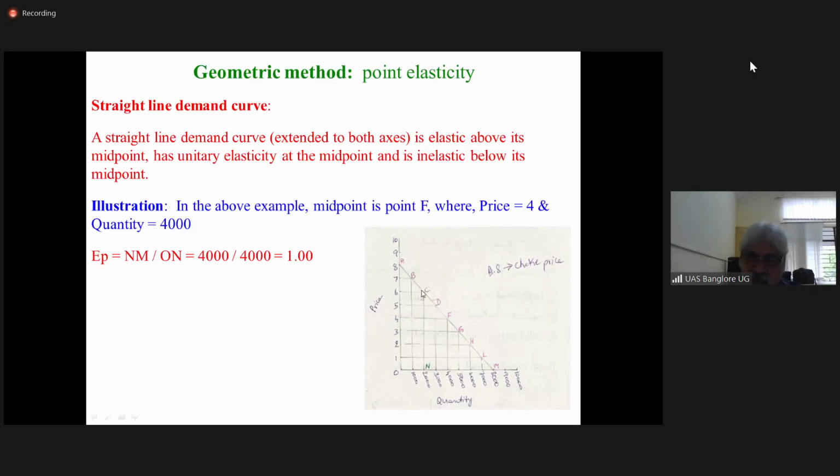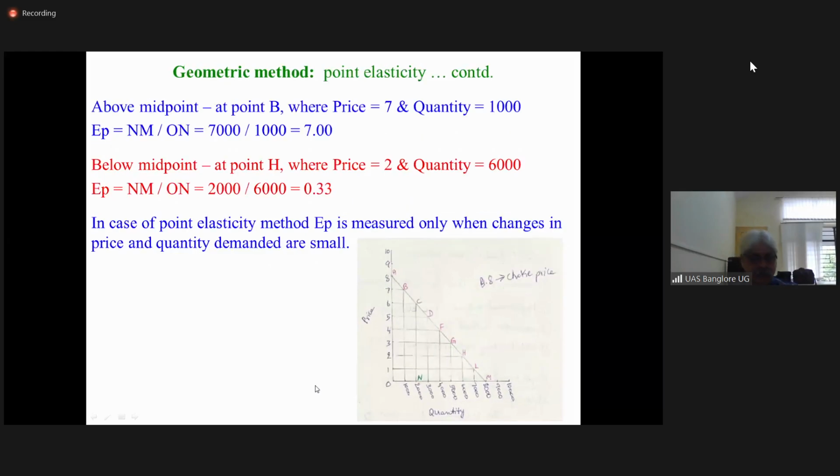We'll check one point above the midpoint and one point below the midpoint, just for example, to show that it will be elastic above, inelastic below. That is, it will be greater than 1 above and less than 1 below. Okay.